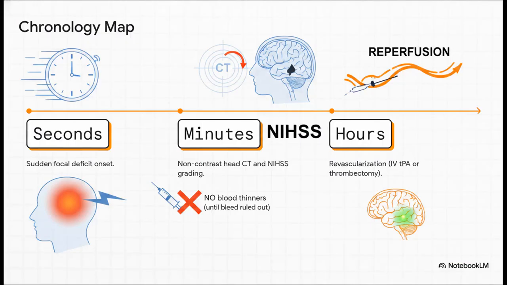Okay, when the clock is actively ticking in the emergency bay, you have got to follow this exact chronology map. A sudden focal deficit demands an immediate, non-contrast head CT. Why? Because we have to completely, 100% rule out a brain bleed before we even think about touching blood thinners. After that, you grade the severity with the NIH stroke scale, and then you push for revascularization.